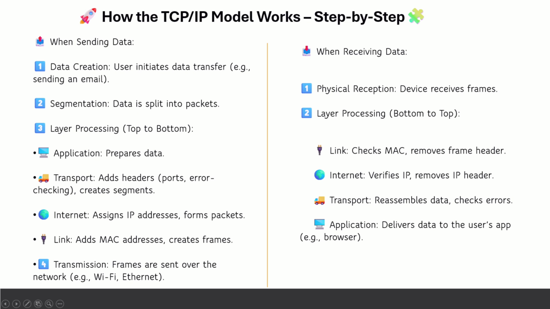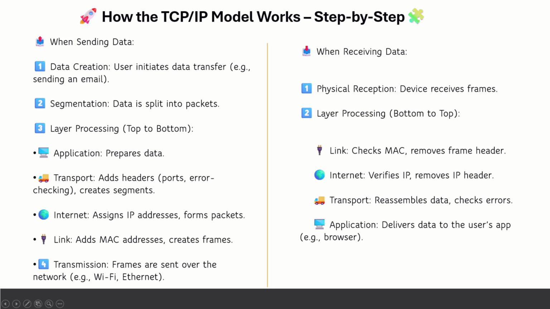Application layer prepares and formats the data for communication. Transport layer adds headers containing port numbers and error checking information, forming segments for reliable delivery. Internet layer assigns source and destination IP addresses, converting segments into packets for correct routing. Link layer adds MAC addresses to create frames, making the data ready for physical transmission. Finally, the frames are transmitted over the network using physical media, such as Wi-Fi or Ethernet, carrying the data to its destination.